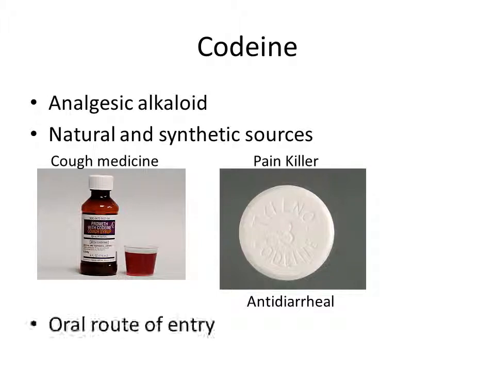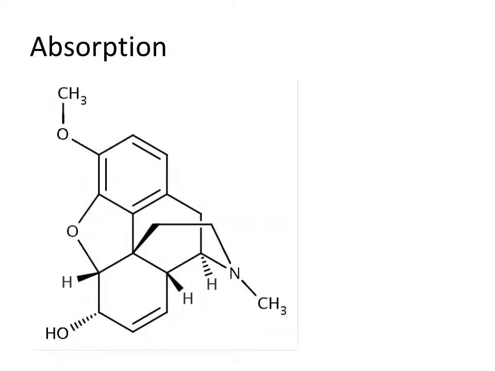The most common route of entry is the oral route, but parenteral administration is possible. As codeine is administered primarily through the oral route, its absorption occurs mostly through the GI tract. Based on its structure and properties, we can look at what might affect its bioavailability.